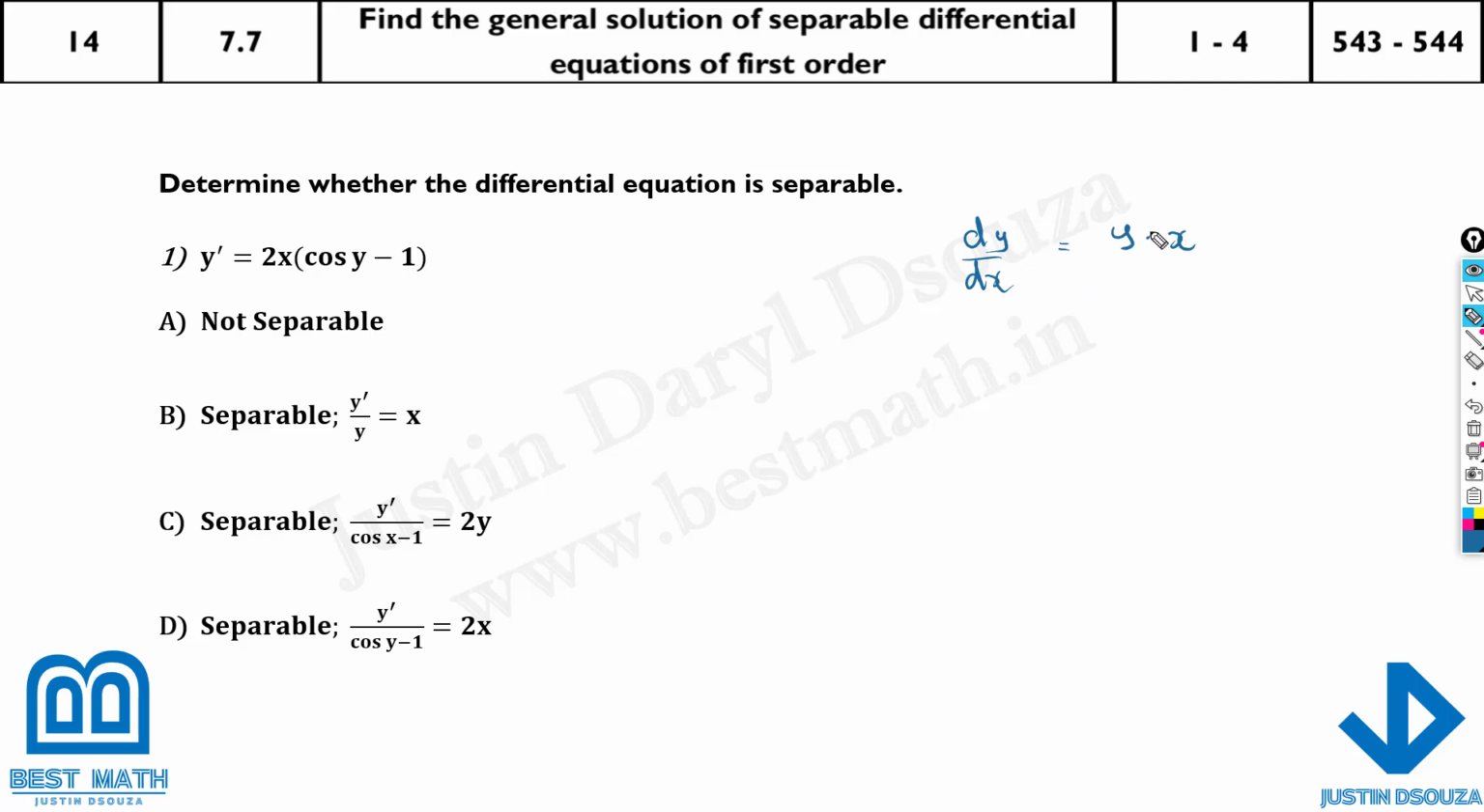If you can separate them, all the y terms together and x terms together, that is dy by y equals dx by x, isn't it? We can integrate both the sides easily. This is called a separable equation. You can group all the y terms on one side and x terms on one side.